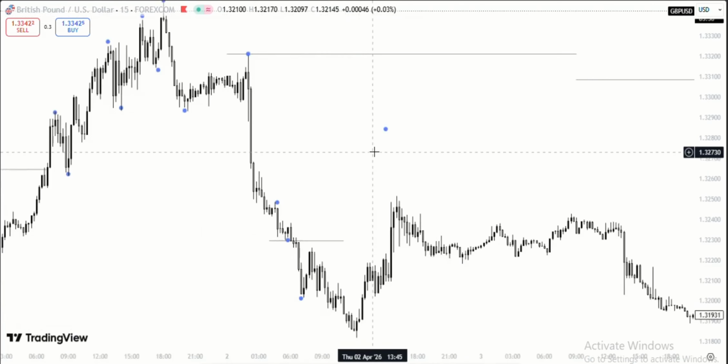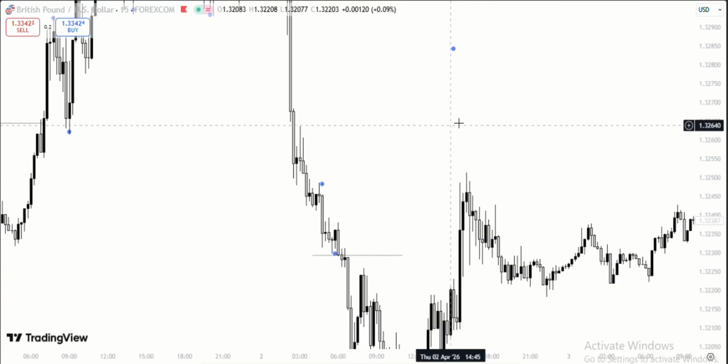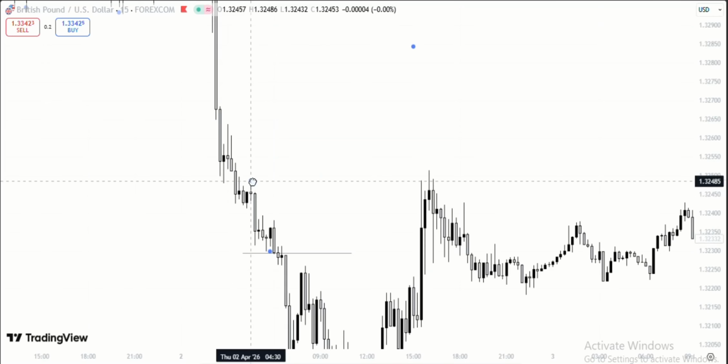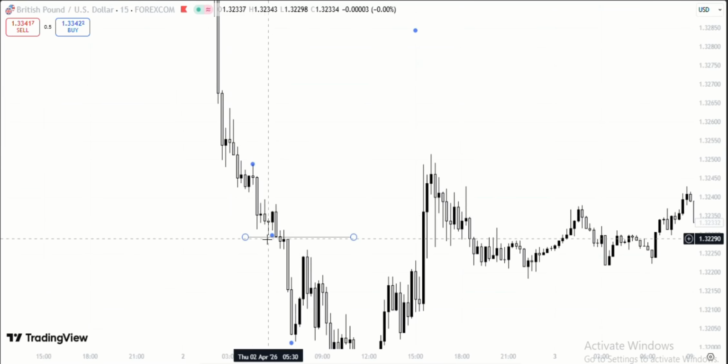Good. As you can see, it's a structure as well, so do not omit it. Okay, it is a structure.